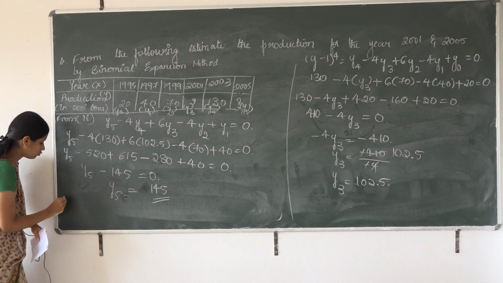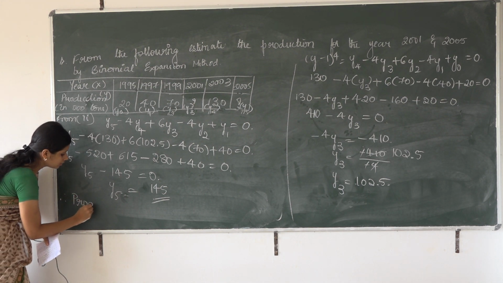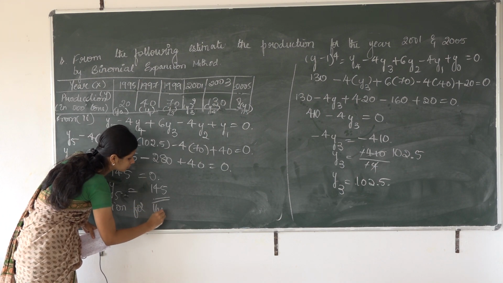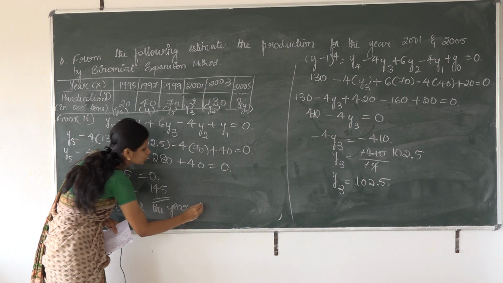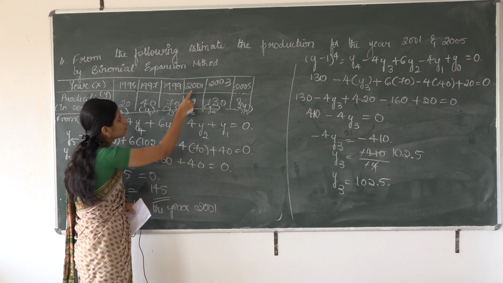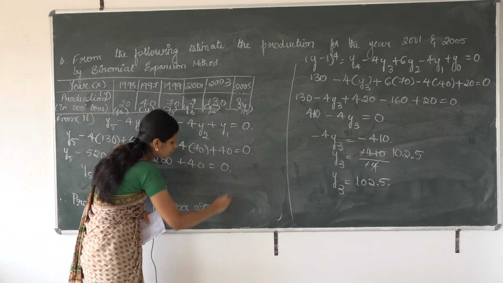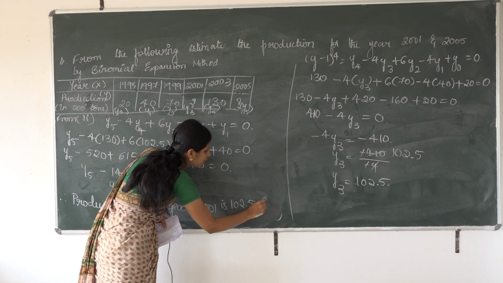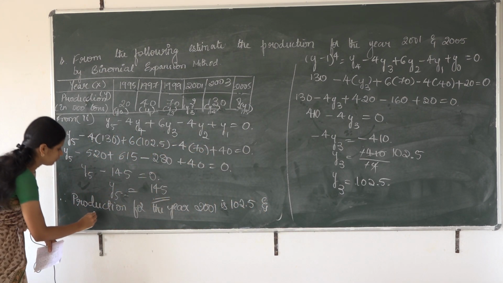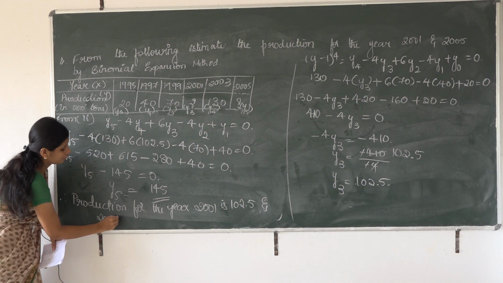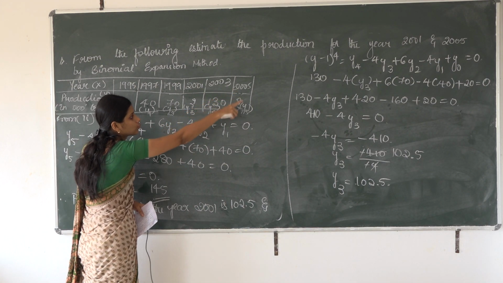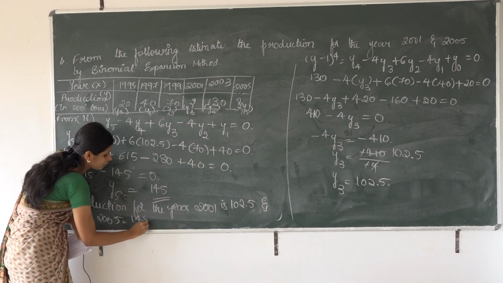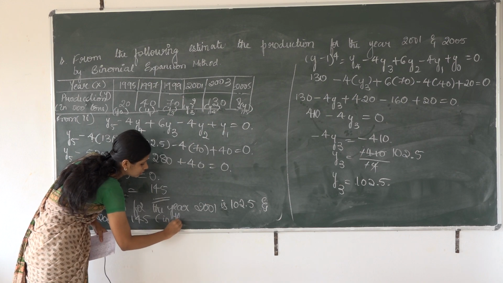Now we can write the conclusion. Therefore, production for the year 2001 is y3. y3 value is 102.5, and for the year 2005, for the value x is equal to 2005, y value will be 145 in 1000 tons.